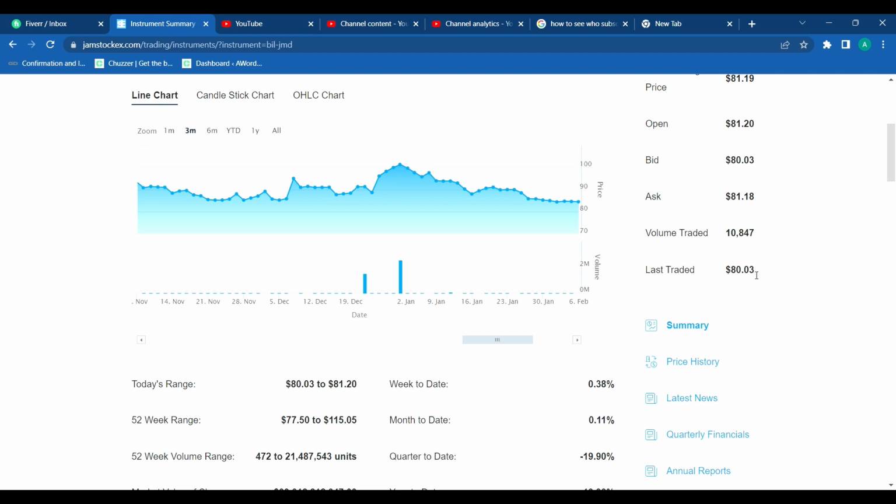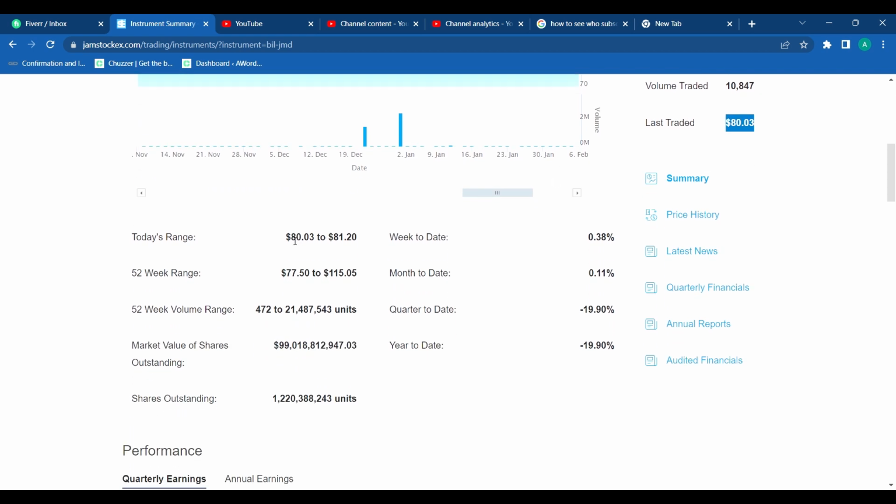If we were to scroll down, you'd see today's range. Today's range normally shows two prices. This is the price range from smallest to largest that the stock was traded for on a particular day. So here on March 29th, it shows a range of $80.03 to $81.20. This simply indicates that the lowest amount the stock was sold for on this day was $80.03 and the highest it was sold for is $81.20.